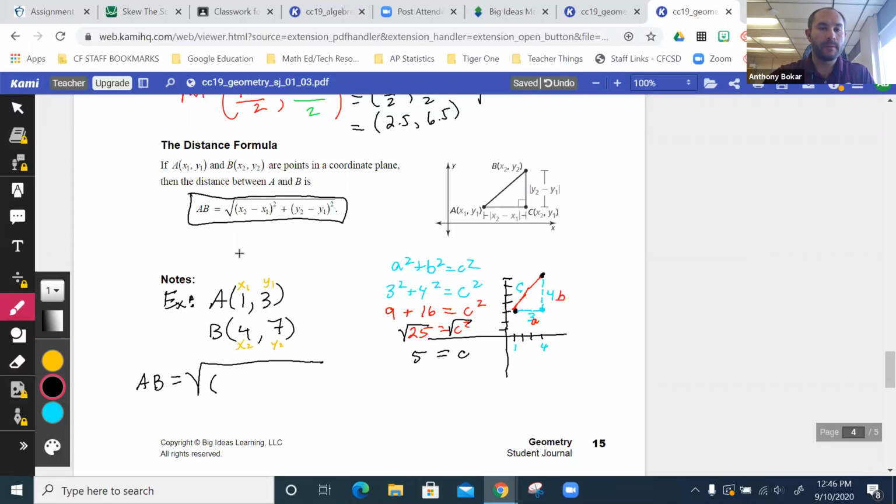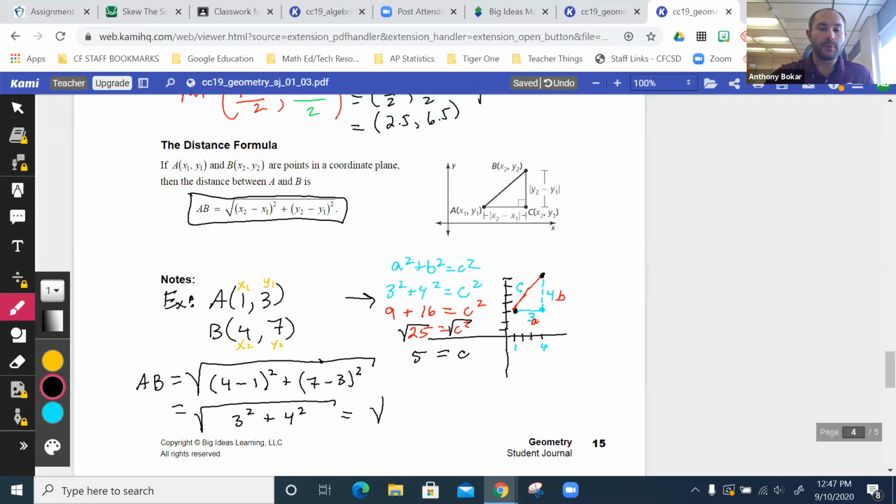Okay, so for x1 and x2, we're going to put 4 for x2 minus 1 for x1, squared, plus 7 for y2 minus 3 for y1, squared, and then we use the order of operations to simplify. So that's the square root. You do what's inside the parentheses first. So 4 minus 1 is 3. So that's 3 squared. 7 minus 3 is 4. That's 4 squared. Starts to look familiar, doesn't it? Doesn't it look exactly like what's up here without the square root? Because again, it's the Pythagorean theorem, just written a different way with the difference of coordinates.